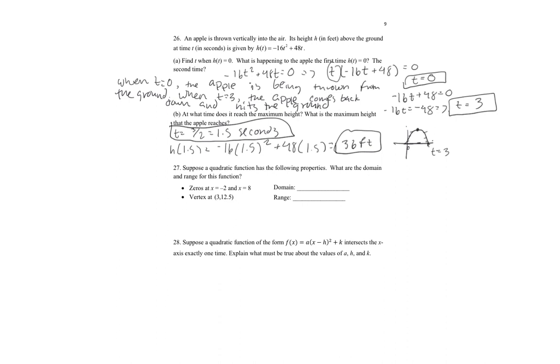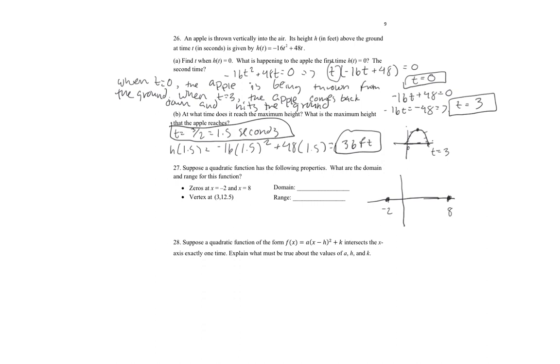Okay, so on number 27, it asks, suppose a quadratic function has the following properties. What are the domain and range for this function? So the function has zeros at negative 2 and 8, and then a vertex at 3, 12.5. So if we kind of graph this out, we have 3 points, right? And we know it's going to be quadratic, so we have to find a way to connect those 3 points. So I'll just say here's negative 2, and we have a point here, and then over here we have 8, because that's another 0.